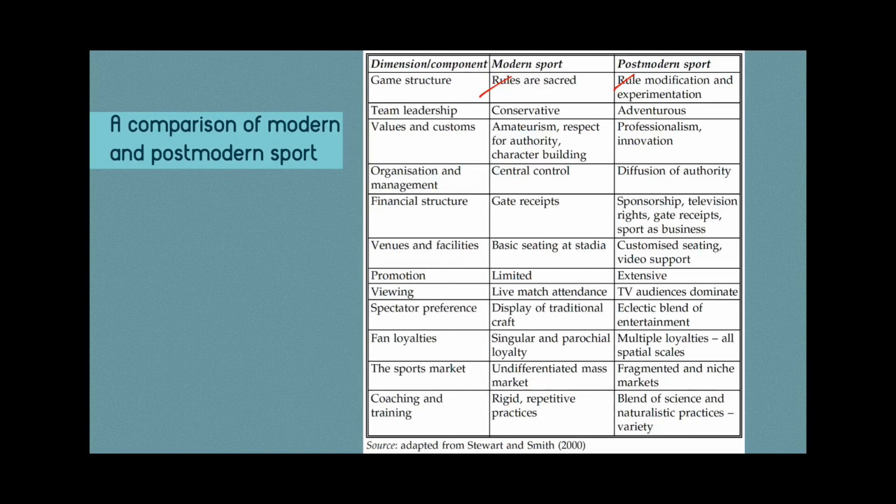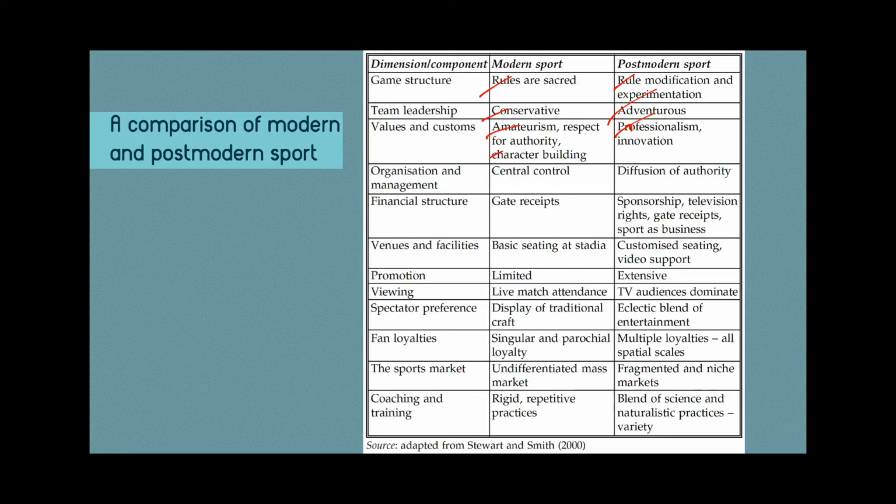Modern sport is usually conservative ang team leadership, but for postmodern, it's really more adventurous. So again, another area we can consider to add more sports tourism attractions in our destination. For modern sports, usually you join the sports as amateurs, and there's respect for authority and character building. But for postmodern sport, we really go for professionalism.